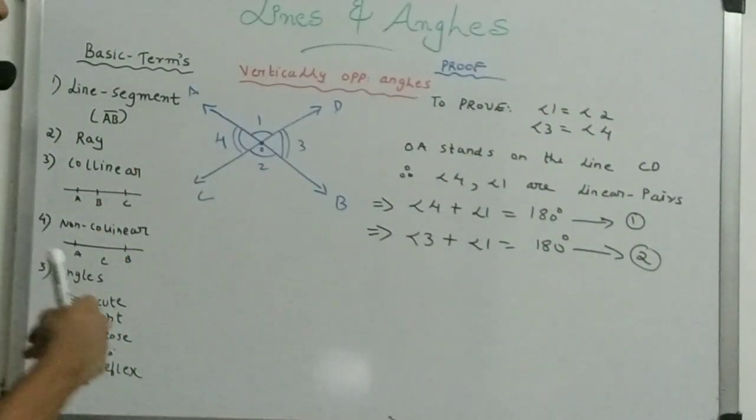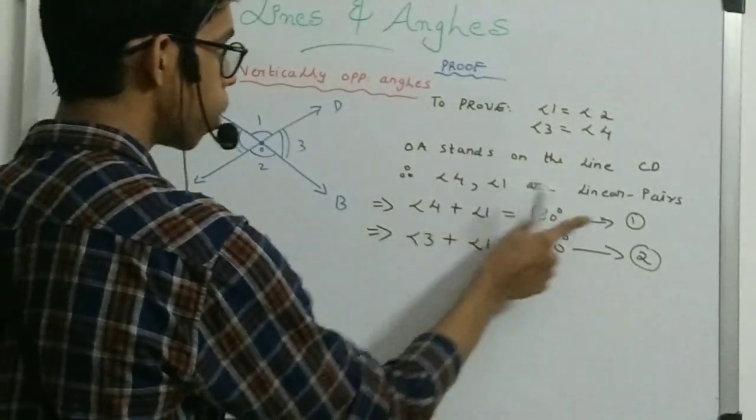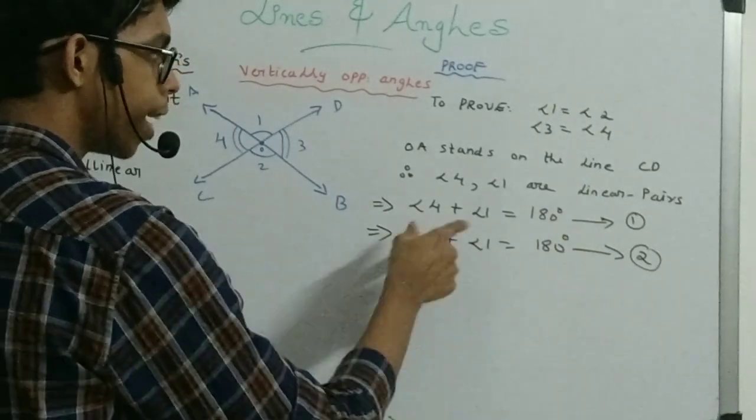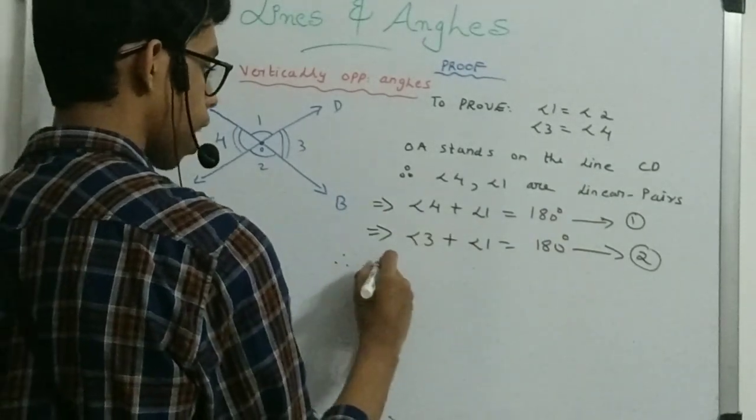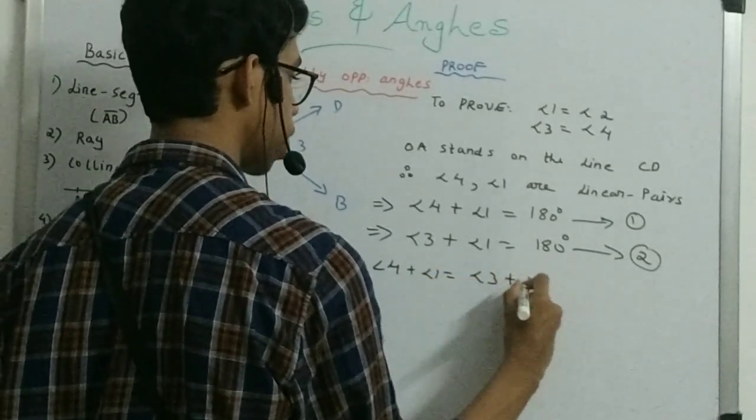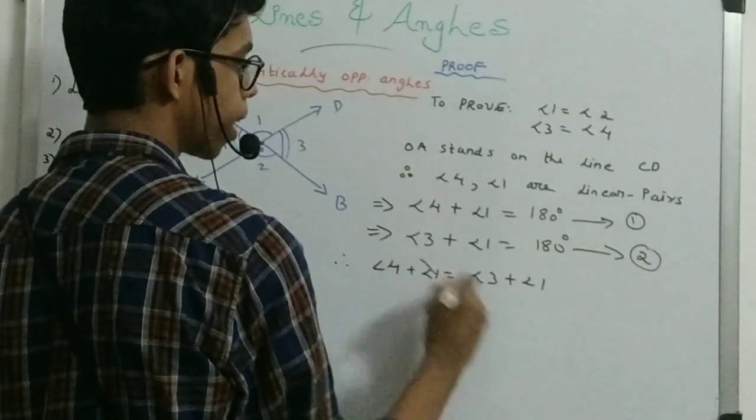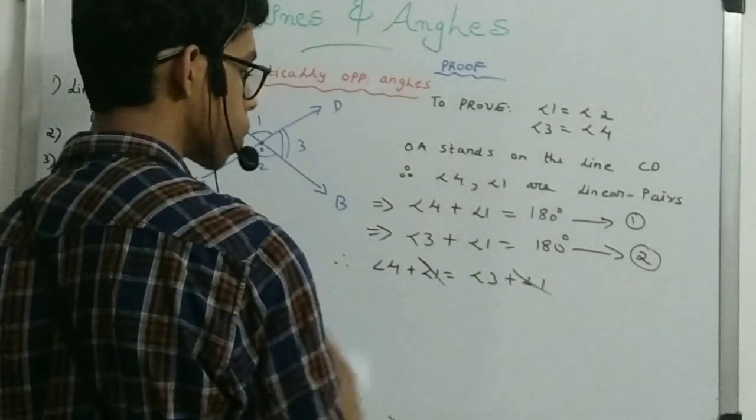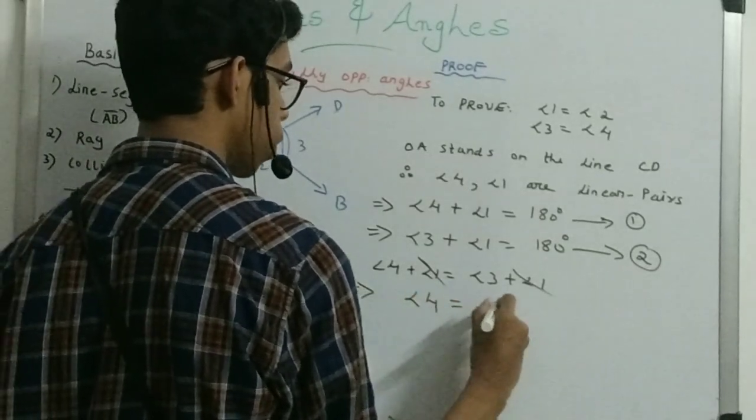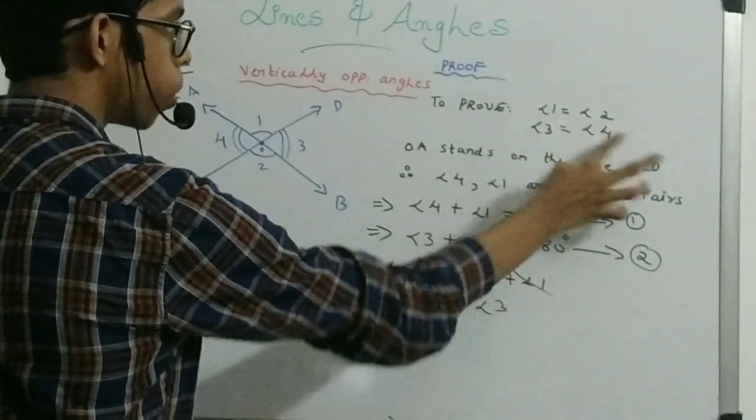Now what we have to do is equate these two equations. If you see over here, this is equal to 180 and this is also equal to 180. If both of them are equal to 180, we can say that angle 4 plus angle 1 is equal to angle 3 plus angle 1. Now we can cancel this angle 1 and this angle 1, so what is left is angle 4 is equal to angle 3. Isn't this exactly what we wanted to prove?